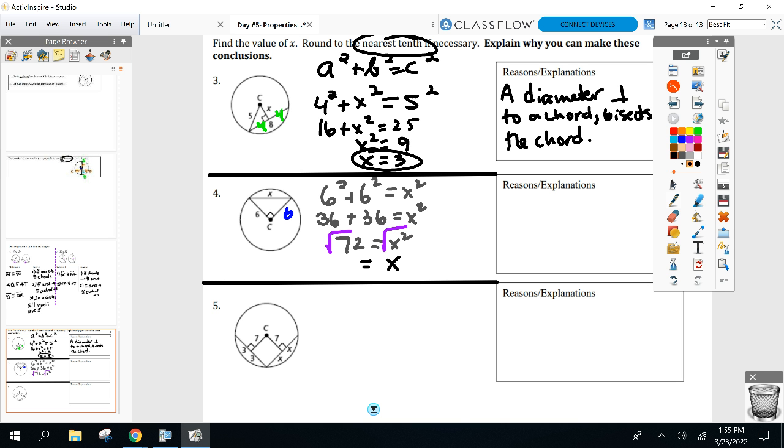Go ahead, type in the calculator. Square root of 72. That's disgusting. 8.5. 8.5, good. What was the one circle fact we use here, Matt? Radii are congruent. In a circle, all radii are congruent.